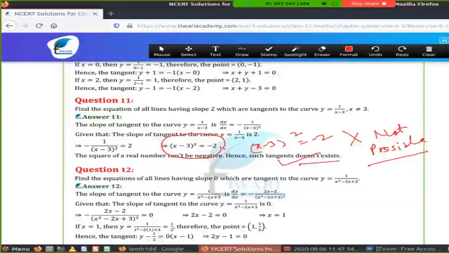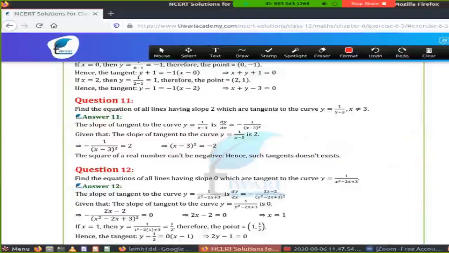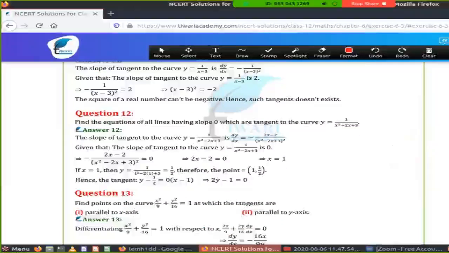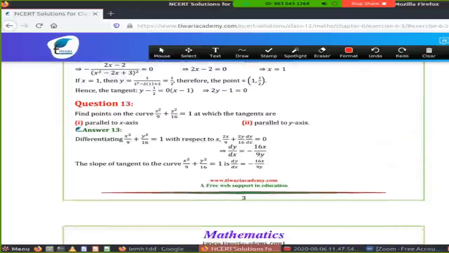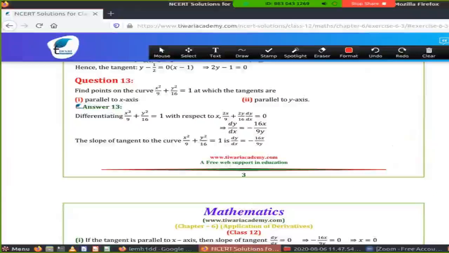Now question number 12. Do this on your own. A few questions you have to do on your own. I will leave them. You just try those questions and do them on your own. Question number 13. We have discussed certain question number 13 type questions in the examples. We have discussed that when the tangent line is parallel to the x-axis, then the slope is equal to 0.